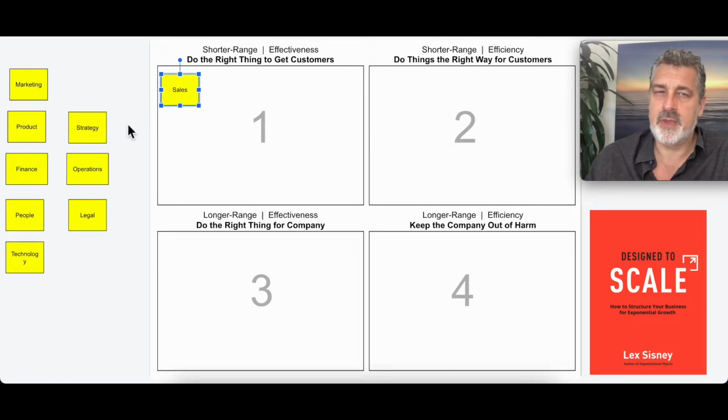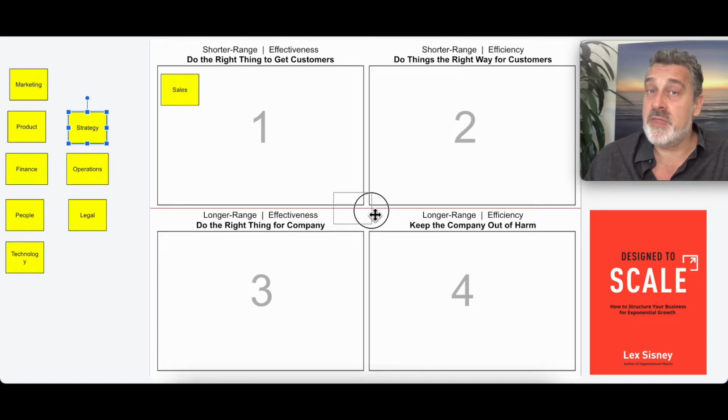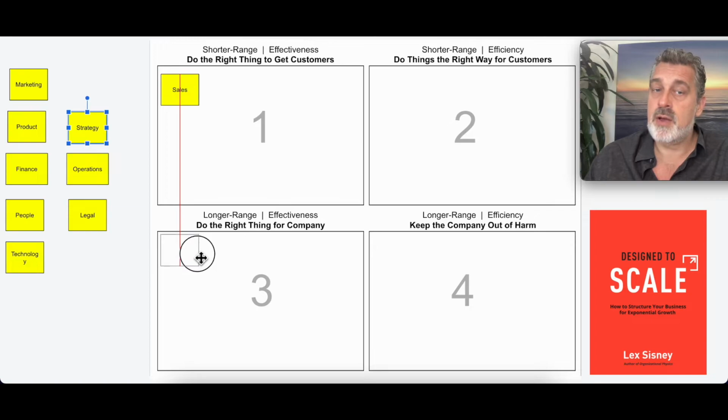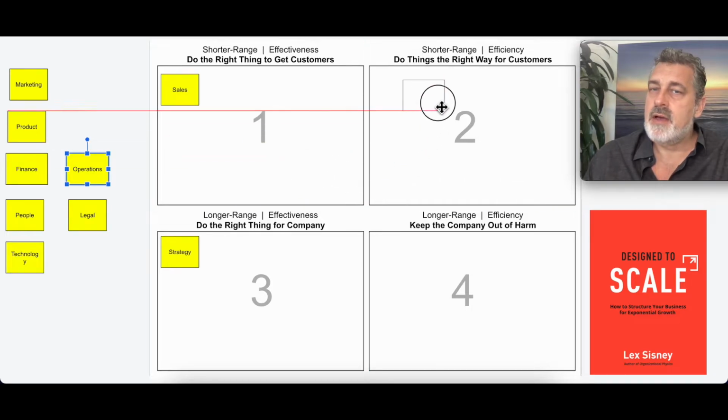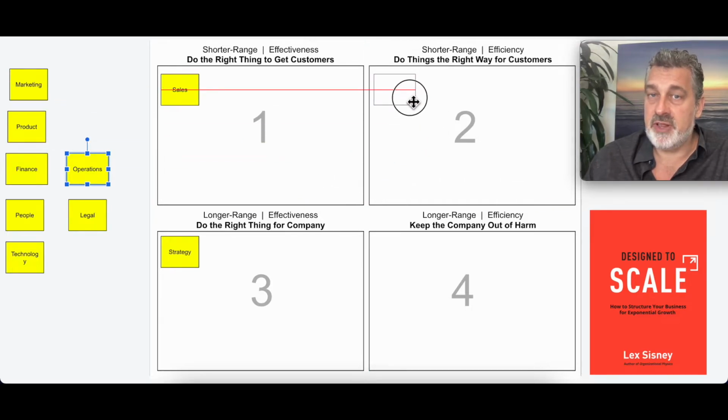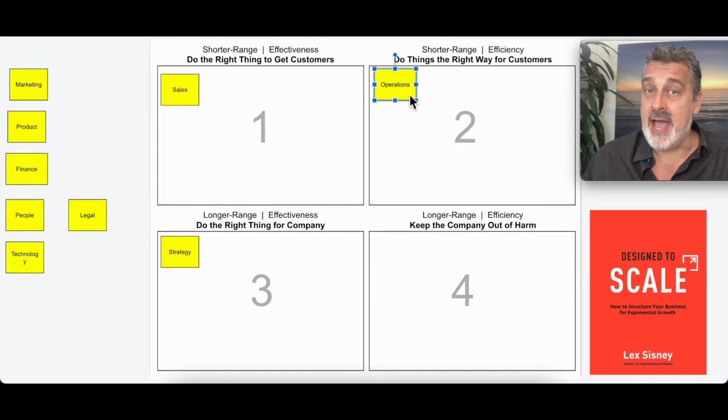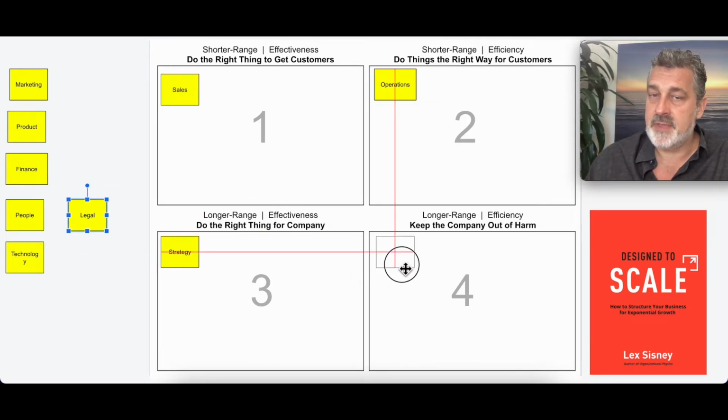Easy peasy. What about strategy? Well, strategy is fundamentally about doing the right thing for the company over time, so it goes to quadrant three. What about operations? Fundamentally, that's a quadrant two function because it has to be shorter range. It's under short range pressure to meet customer and business needs. It must keep its efficiency high, and it's got to figure out how to do things in the right way, a repeatable way, for customers. Last of the easy examples is legal. That's right. Keep the company out of harm.